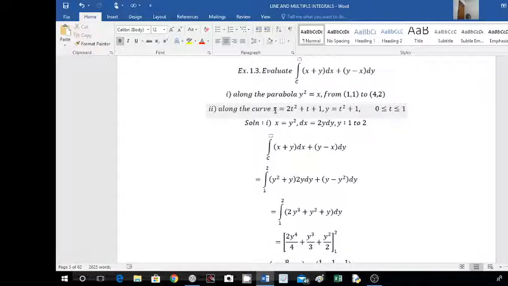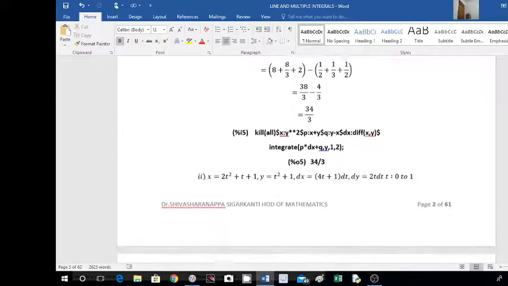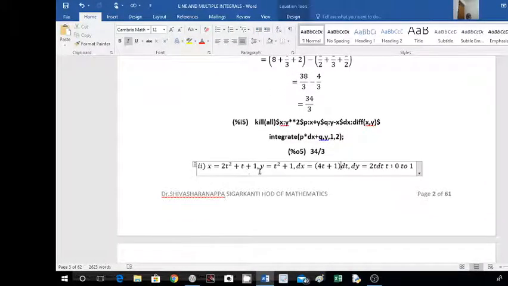Then, differentiating, we get dx equals 4t plus 1, and dy equals 2t. Everything we are converting in terms of t, and we have to take the limits of t, which range from 0 to 1. So x equals this and y equals this. Differentiating, we get dx equals (4t plus 1) dt, and dy equals 2t dt, with t ranging from 0 to 1.